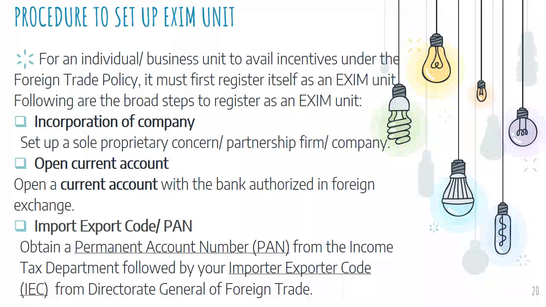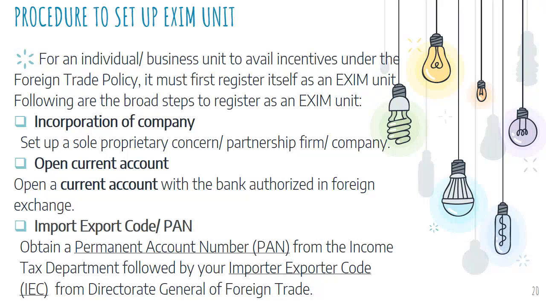Now we have known about EXIM policy, but for an individual or a business unit, when they have to do exports or imports, what is the procedure to set up an EXIM unit? For an individual or a business unit to avail the incentives under foreign trade policy, they must first register themselves as an EXIM unit. There are a few steps that have to be followed.